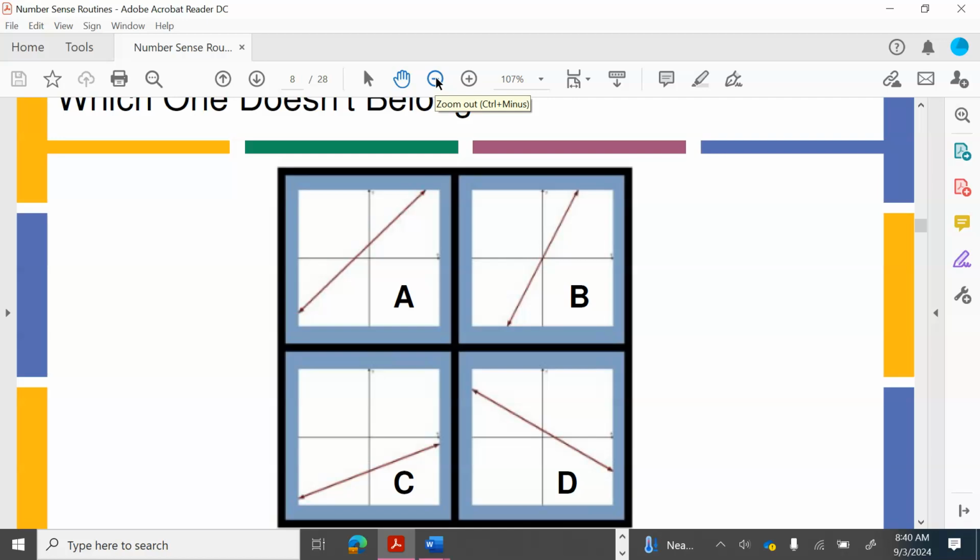Okay. Ace? C, because it's the only one that goes through one of the axes. Okay. Technically, eventually, this is going to go through that one also, but what we see, it's only going through one. Anyone else think that thought? Or have a different reason why C wouldn't belong?